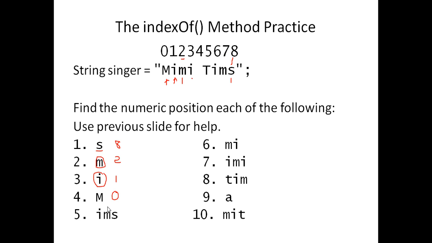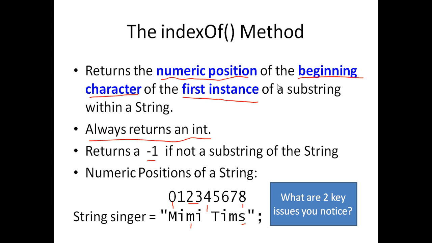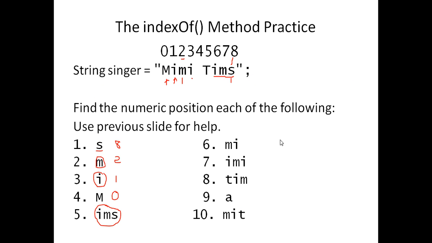IMS, what this is looking for, if you go back to those phrases that you put into your blanks on the notes, this is looking for IMS. So here, where's an IMS? Well, here is IMS. Now remember, it is the numeric position of the beginning character. The beginning character is i. It's looking for the i in IMS. Well, this i right here is what it's looking for, and it finds it here, and it's a 6. So this returns a 6.